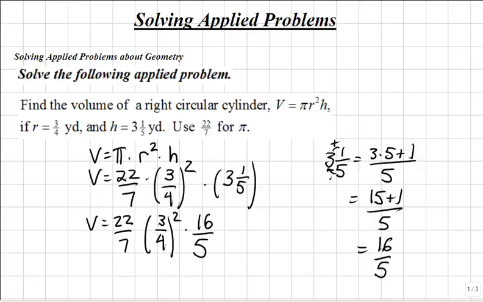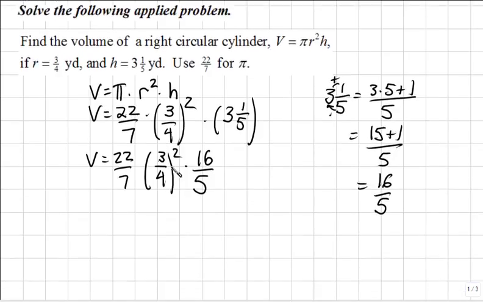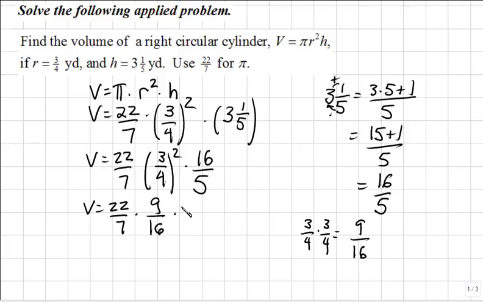Next, to compute this result using order of operations, we have 3/4 squared. 3/4 squared would mean multiplying 3/4 by itself. So multiplying the numerators and the denominators, 3 times 3 is 9, over 4 times 4 is 16. So our volume is 22/7 times 9/16 times 16 over 5.